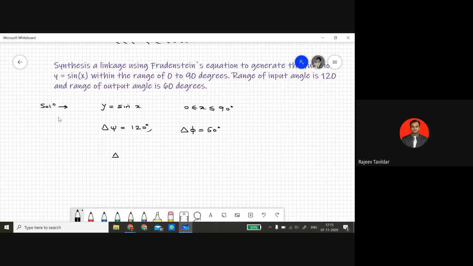By using our Chebyshev method, that is delta xj will be equal to delta x by 2 times (1 minus cos of pi into (2j minus 1) divided by 2n). What is n here? N is the total number of precision points. Yes, but it's not given, right?